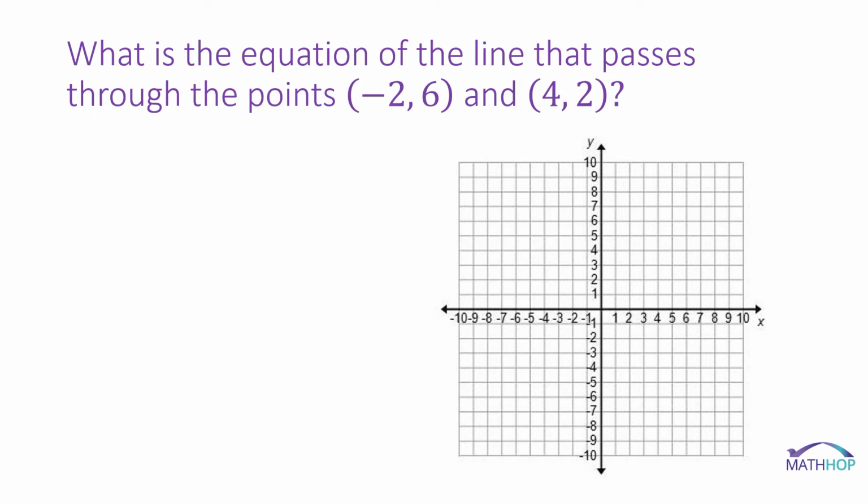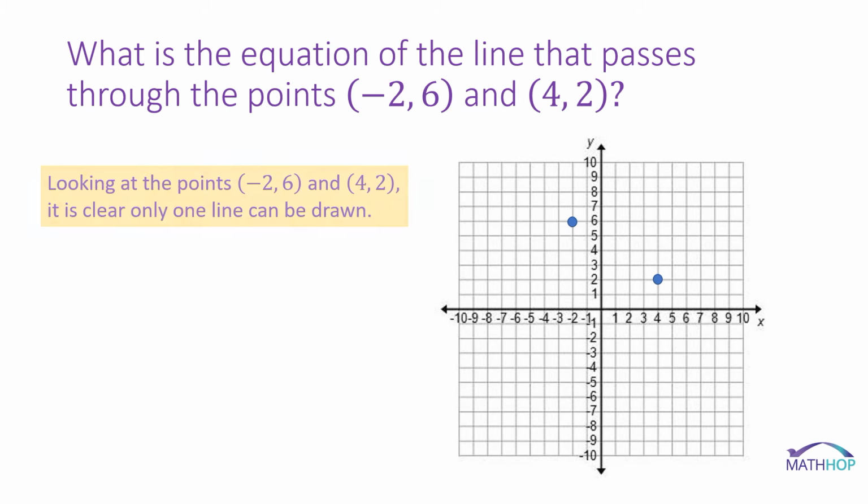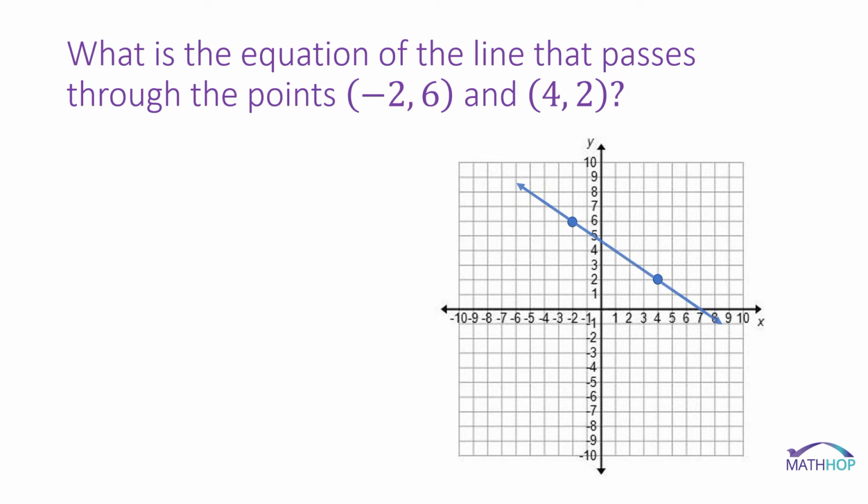Let's plot these 2 points. There's (-2, 6). There is (4, 2). Clearly, we can only draw one line through them. If we draw something through both of those points, that's just one line. There is not another line that I could draw that is straight, that is a line that would go through both of those points.